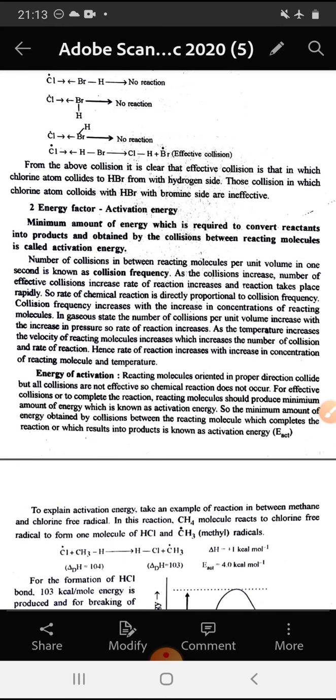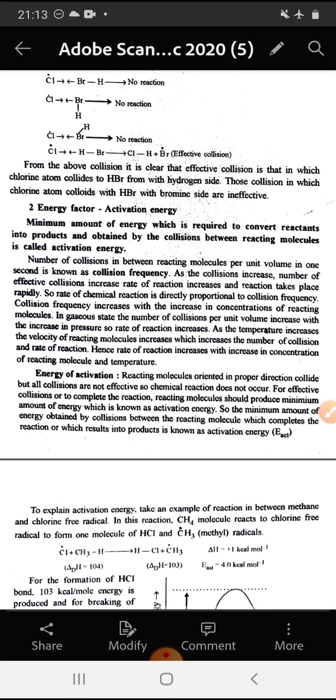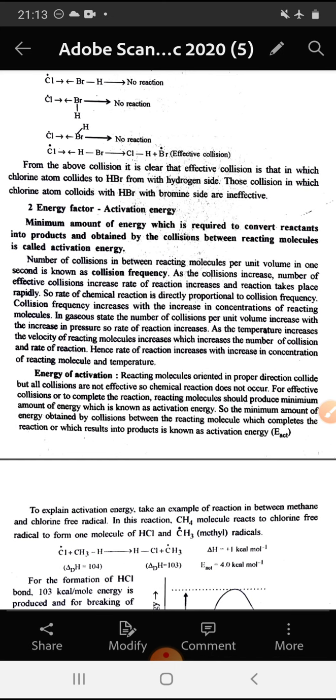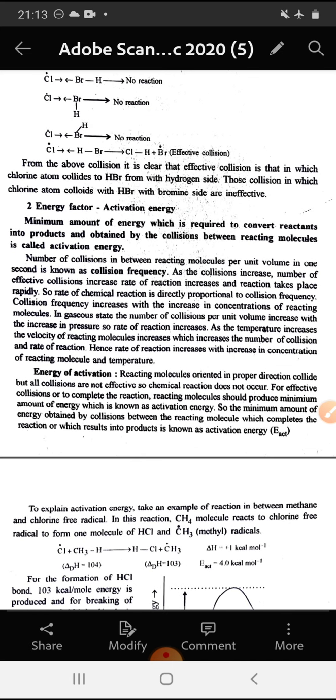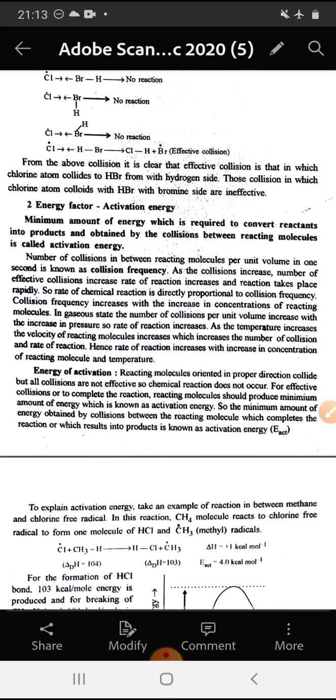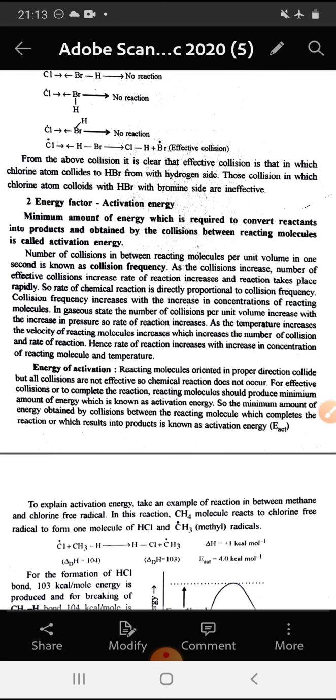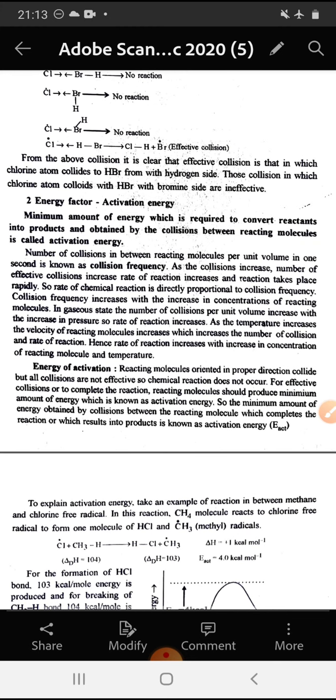The minimum amount of energy which is required to convert reactants into products by the collision between reacting molecules is called activation energy. The number of collisions between reacting molecules per unit volume in 1 second is known as collision frequency. As the collisions increase, the number of effective collisions increases, the rate of the reaction increases and the reaction takes place rapidly. So rate of the reaction is directly proportional to collision frequency.